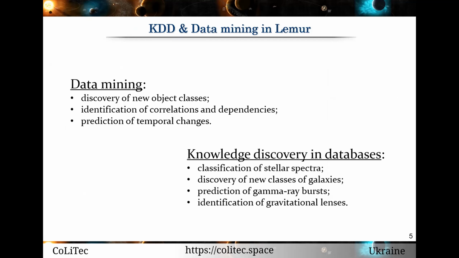So I want to tell you about the Lemur software of the Collection Light Technology, Kaleitech, project. The Lemur software implements all data mining steps during processing the different types of astronomical information, which is fed online in automated mode. There are different types of data mining and KDD tasks, like discovery of the new objects, galaxies classes, identification of correlations, dependency, gravitational lenses, prediction of changes, and gamma ray bursts, and others.